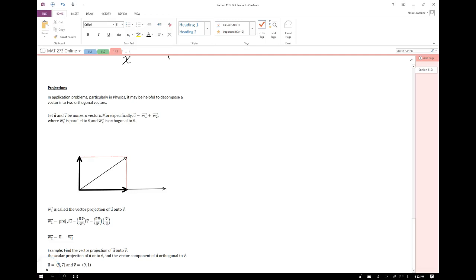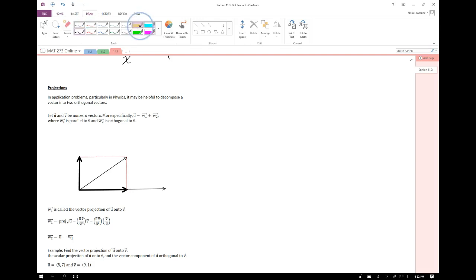Besides just learning how to calculate a dot product, one of the most useful things that we are going to learn that uses a dot product as part of the calculation is a projection. So in application problems, especially in physics, it may be helpful to decompose a vector into two orthogonal vectors.